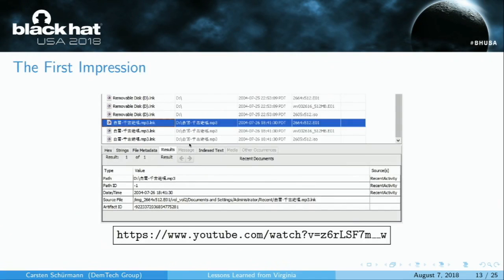So the first impression: in Autopsy there's a little folder that says there are strange documents. Yes. You can't really see it in the back of the room, but the blue highlighted line here is a Chinese name which says .mpeg3.lnk. And you wonder, what does an MPEG-3 file have to do on a voting machine?